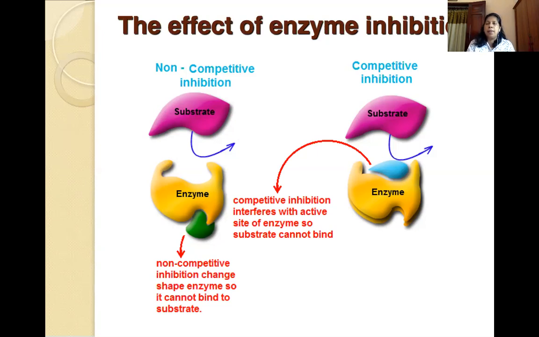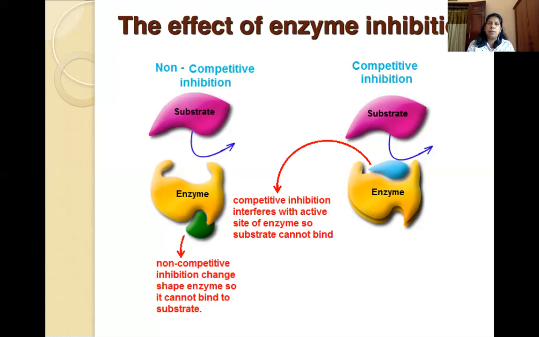But in other inhibitors, they directly go and fit into the active site of the enzyme. Once the substrates come there, the active site shape is changed because the inhibitor came, fixed, and changed the shape. Therefore, substrates go away and enzymes cannot capture the substrate. So that is the function of inhibitors, enzyme inhibition.